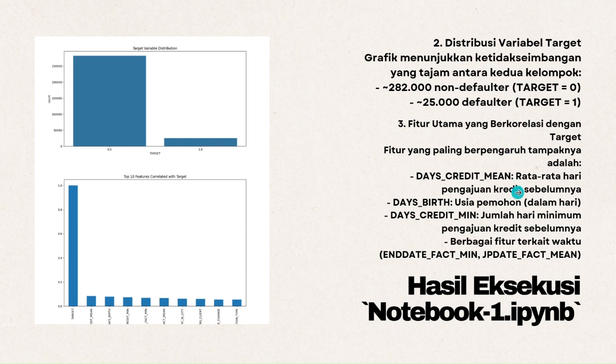There's also top 10 features that are being correlated with the target, in which I used days credit mean, days birth, days credit minimum, and end date fact minimum, and JP date fact mean.